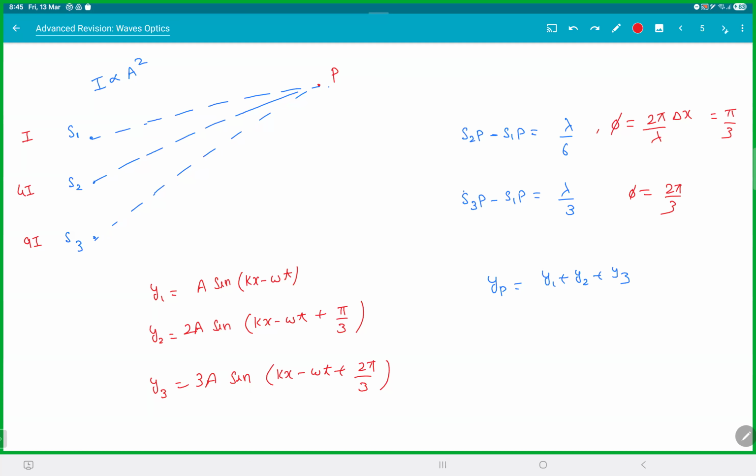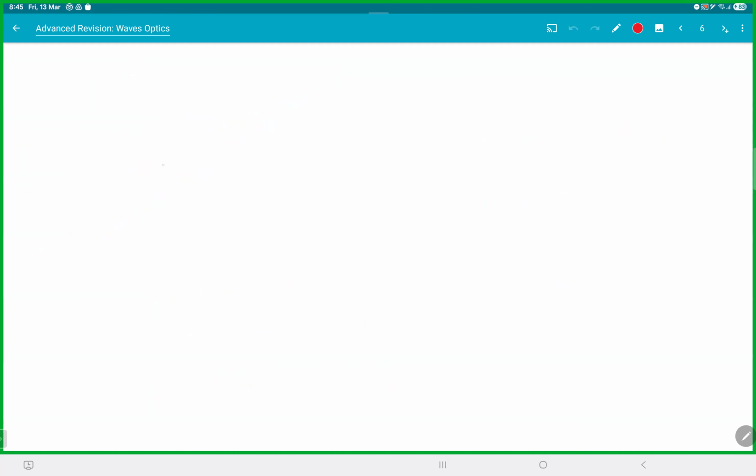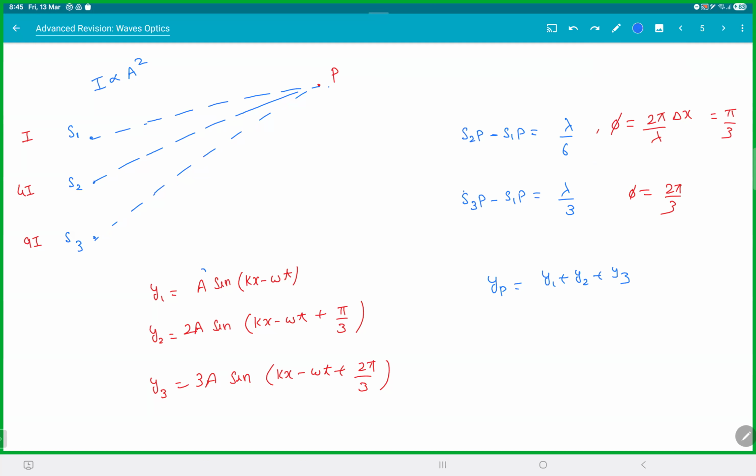Right? And then how to add these three things? When you want to add them, we use phasors. So what does a phasor do? The logic is this: the amplitude behaves like the vector's magnitude and the phase angle behaves like the angle of the vector. So y1's vector is A, angle 0. Then the vector 2a, angle 60 degrees. The vector 3a, angle 120 degrees. So you treat them as three vectors.